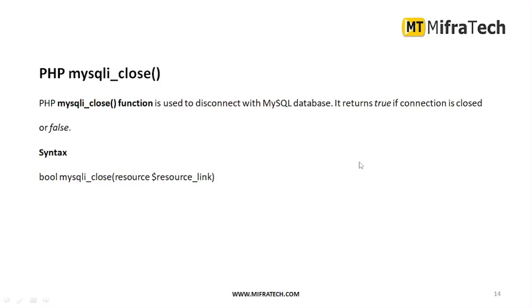PHP MySQL close: to disconnect from the database, we use PHP MySQL close. The MySQLi close function is used to disconnect from the MySQL database. It returns true if the connection is closed, or false. The simple code syntax: bool MySQLi close, with the resource link.